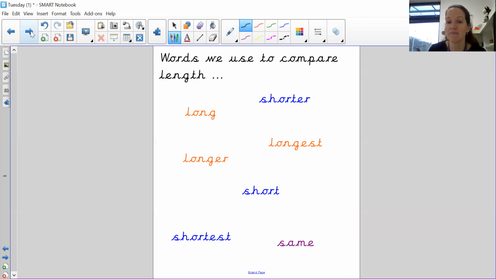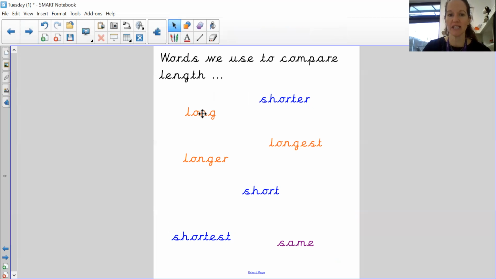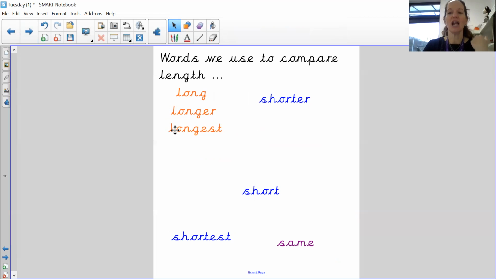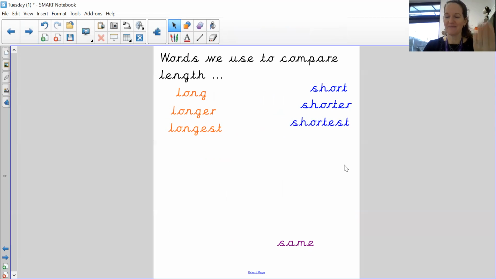So today we're going to be looking at length, looking at measuring. So we're going to go over some new vocab words, okay? So the first word is long. Well done. Then we have longer. Then longest. Great. Then we have short, and then shorter. Well done. And then we have shortest. Great. And then we have this one here, same.